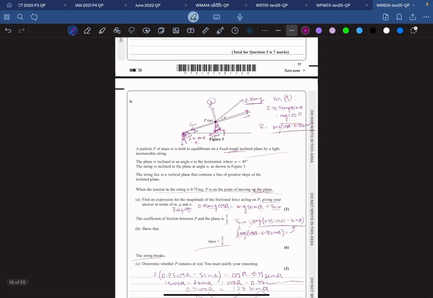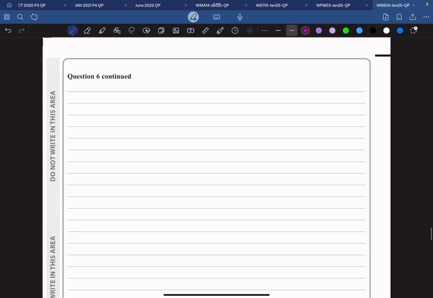Okay, never mind. Let's just draw this again. There we go, and there's P. We have mg. We have alpha. We know tan alpha is 2/5.